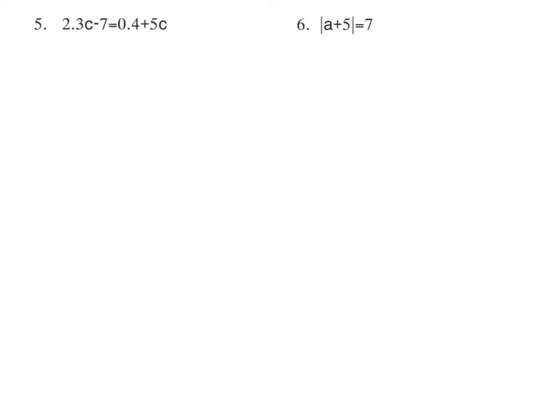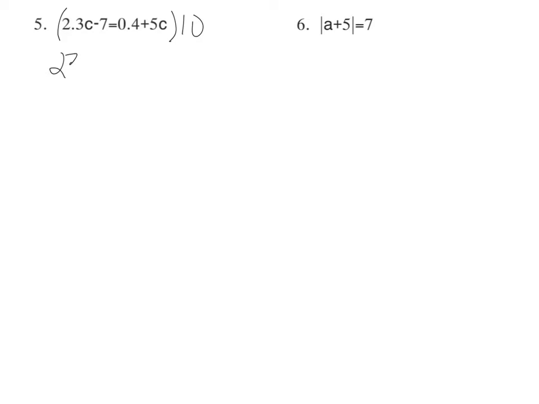equivalency. Number 5, 2.3c minus 7 equals 0.4 plus 5c. So we have two options. We either deal with the decimals or we eliminate the decimals. And here we can do decimal buster by seeing that in this problem we have 2.3 and 0.4, which are both decimals in the tenths place. So if I multiply the whole equation by 10, my decimals will go away.